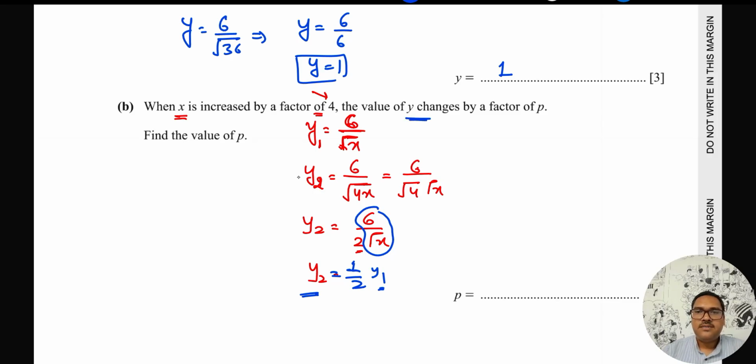So y changes by a factor of what? y is basically becoming half. So what is the value of this? This is equal to 1 by 2. P is equal to 1 by 2. I hope this is clear. What we have done is, I have increased the x value by 4, so this will become 4x. So I have the initial value as this, and this is the final value. If I find the relation between y2 and y1, you can see y2 is half of y1. That is, y2 becomes half of the original value. That is, y changes by a factor of 1 by 2. I hope this is also clear.